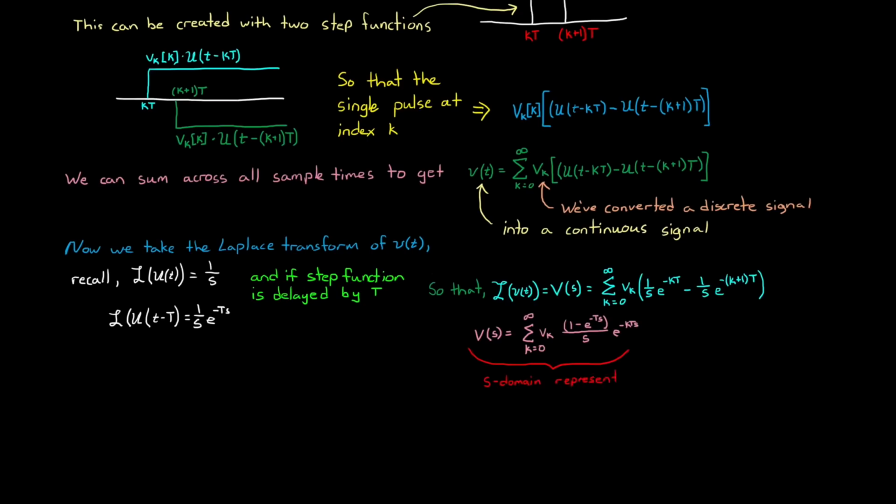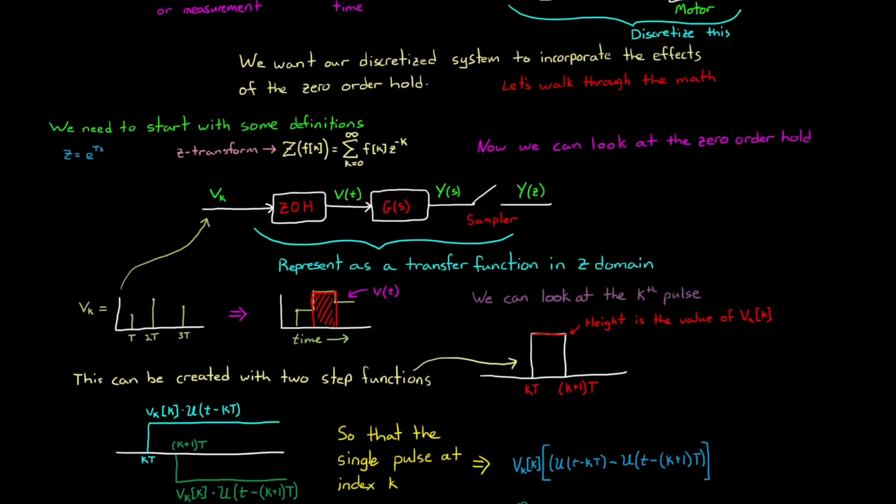We now have the s-domain representation of a zero-order hold acting on the discrete signal vk. Now if we go back up to our block diagram, you can see that we have this signal v of t, but represented in the s-domain. And this is an important step because what we really want is the output y of s.